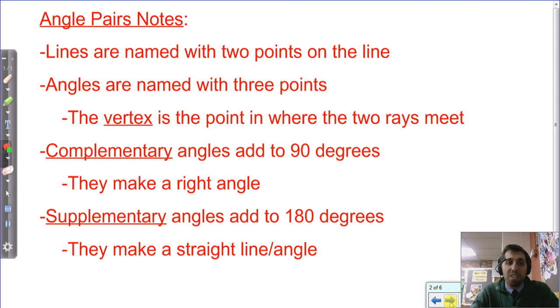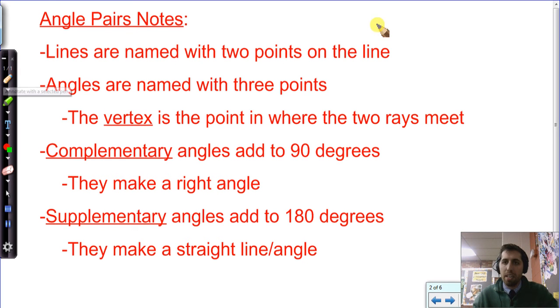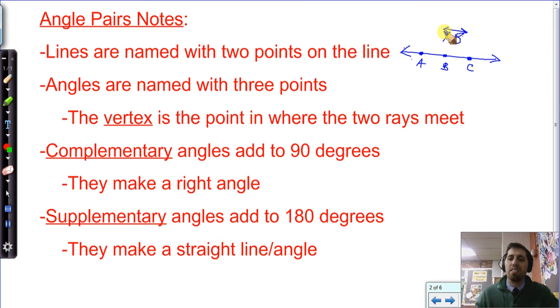So the notes you need today for angle pairs are that lines are named with 2 points on the line. So if you ever see a line, you can name it by just naming 2 points. 2 points determine a line is what we actually say. So if you see this line and it's got points A, B, and C on it, you can name this line AB or BC or AC. And we show that it extends infinitely in both directions. So we're just naming lines with 2 points.